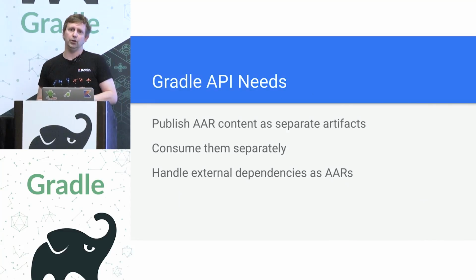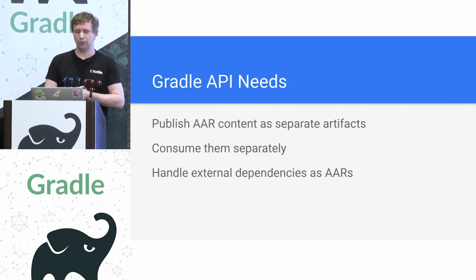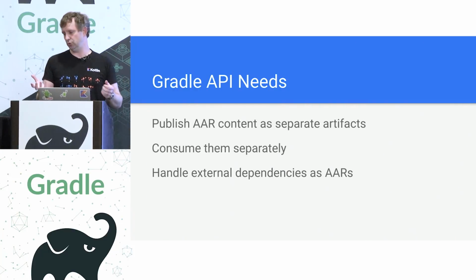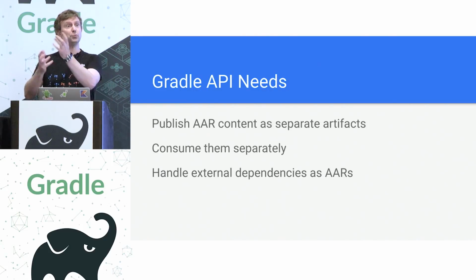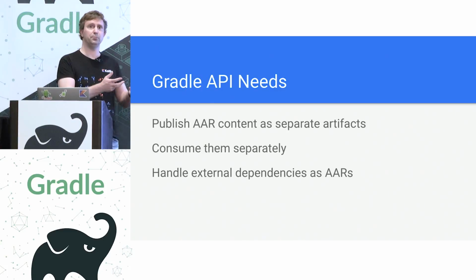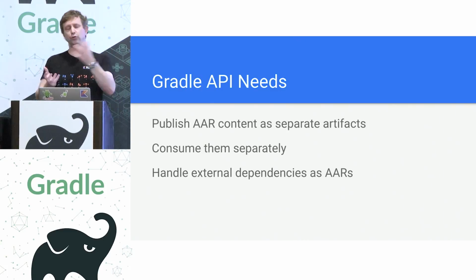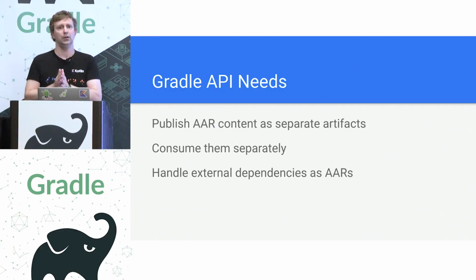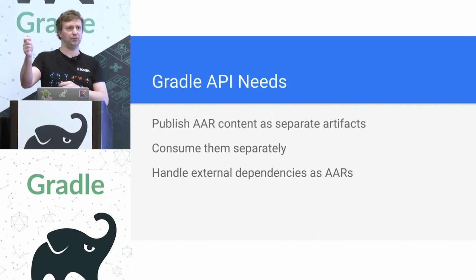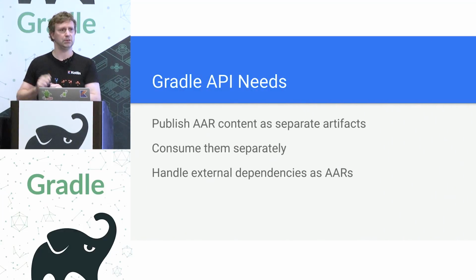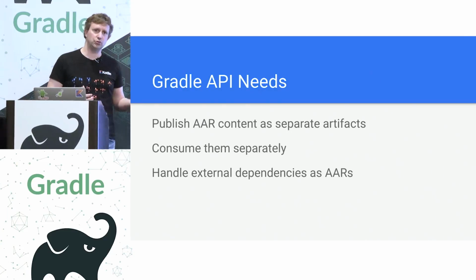So we needed new APIs. The first one that's obvious is we need to be able to have a submodule publish all of the content separately. Before, you could publish more than one item, but there was no way to consume them separately, right? You would consume everything. So we needed a way on the publishing side to say, here's my manifest, here's my classes, here's the resources, so that they can be consumed separately.